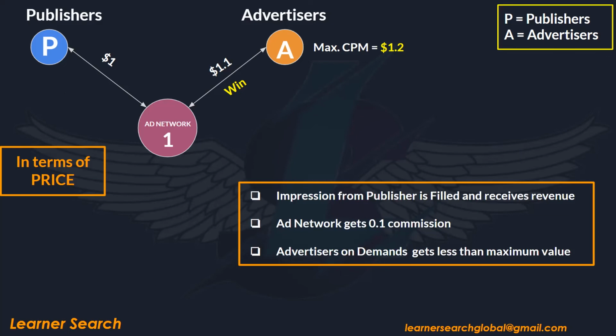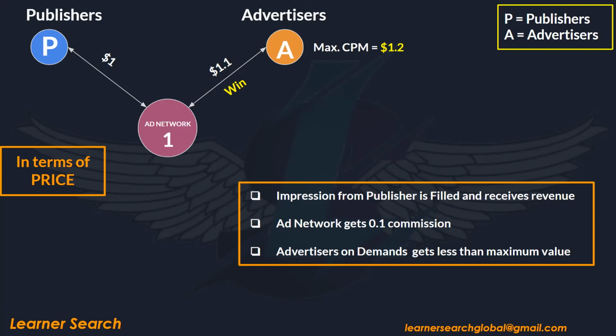The impression from the publisher is filled and revenue is received. So whatever impression is available got filled, the transaction happened, and the ad is served on the publisher website or ad slot. Next, the ad network gets 0.1 commission. Now the ad network is getting 0.1 commission from advertisers as they buy.